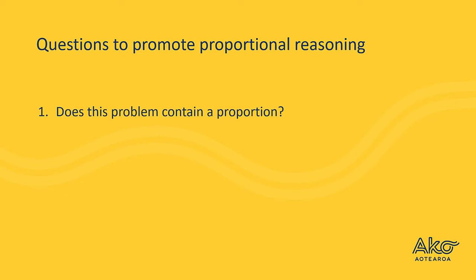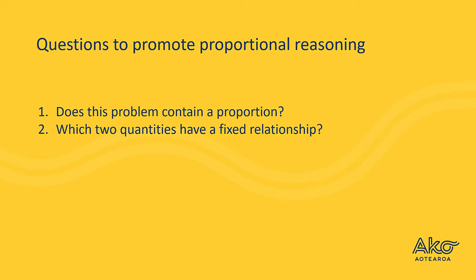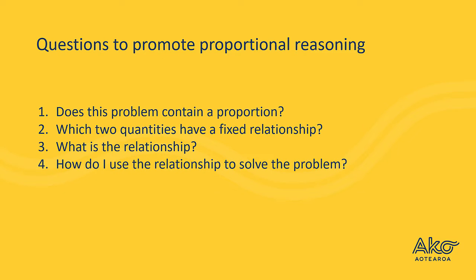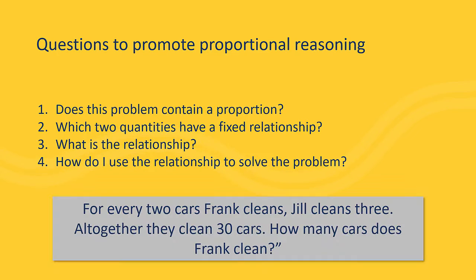example. So question number 1 for learners is, does this problem contain a proportion? Number 2, which 2 quantities have a fixed relationship? Number 3, what is the relationship? And number 4, how do I use the relationship to solve the problem? And the idea is you present learners with these and they use these all the time whenever they encounter a proportional problem. So let's have a look at how this might work as an example.